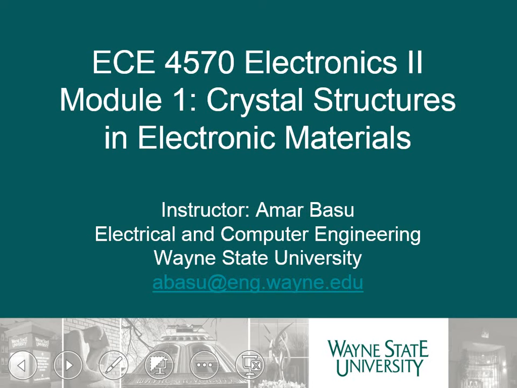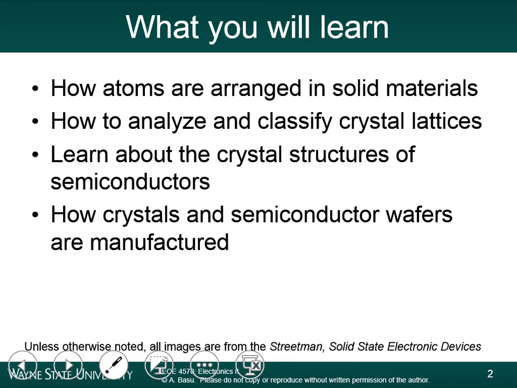All right. So today's lecture is going to be about crystal structures and electronic materials. Basically, we're going to talk about the different types of atomic structures in semiconductor materials. We're not going to go over all the different classes of materials and atomic structures. That's something for your material science class that some of you may have taken already. I'd say many of you probably have. This module really focuses on how crystals are arranged specifically in semiconductors. We're going to talk about the different types of crystal lattices that are present in semiconductor devices, specifically the diamond lattice and the zinc blende lattice. We'll talk about the different crystal structures of semiconductors, and then we'll talk about how these things are actually manufactured.